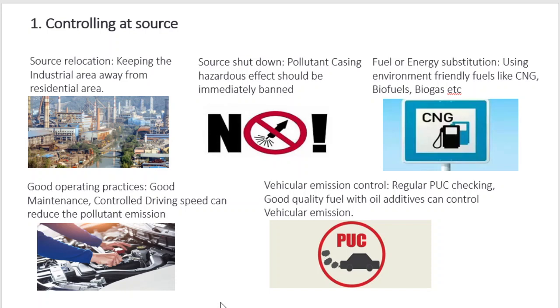Vehicular emission control: regular PUC checks and good quality fuel with oil additives can control vehicle emissions. So those are some points where we can control air pollution at the source.